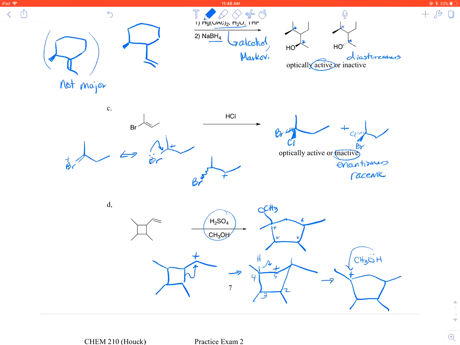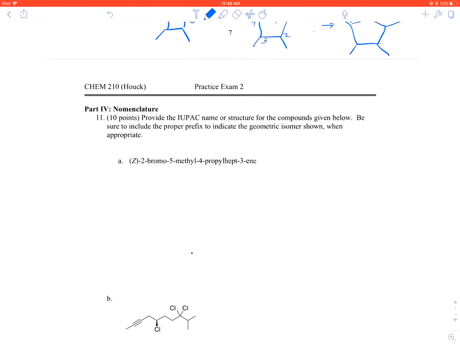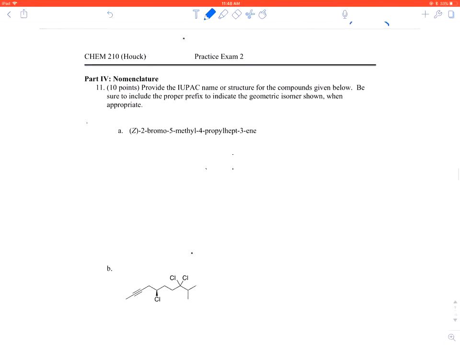Okay, so that wraps up the reaction section, and then naming. Hopefully this goes pretty quickly. Start with the parent name, heptene, 1, 2, 3, 4, 5, 6, 7. It's a 3-heptene. It has to be, we'll come back to the stereochemistry later, but 2-bromo, 5-methyl, 4-propyl, 3-heptene. So we have to rank this to make sure that it's Z.